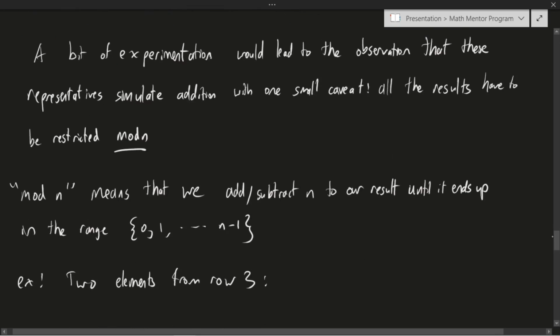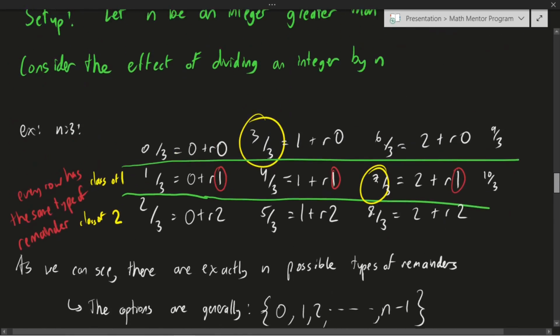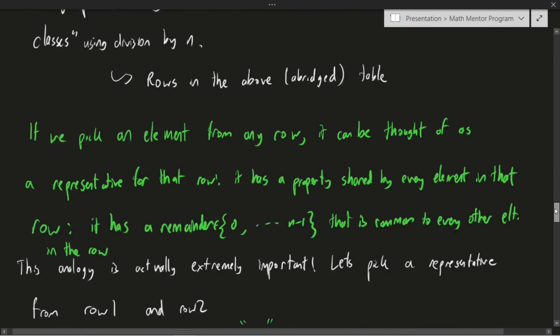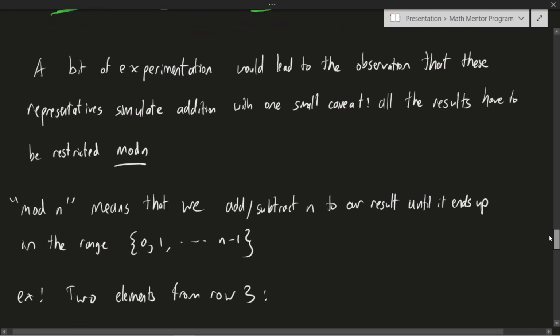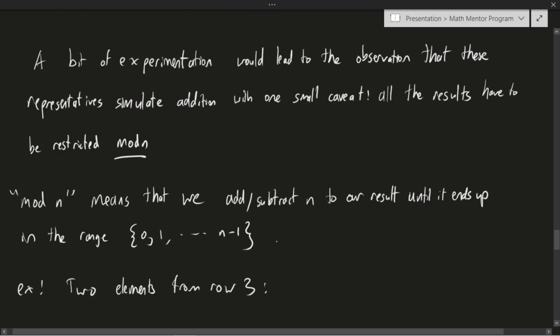Well, mod n just means that we have to add or subtract multiples of n to our result until it ends up in this range of 0 to n minus 1. And the reason why this has to be the case is pretty clear with our above example. You can't get a remainder that is not 0, 1, or 2. Right? So in general, if you're dividing by n, you want your remainders to be between 0, 1, all the way up until n minus 1.